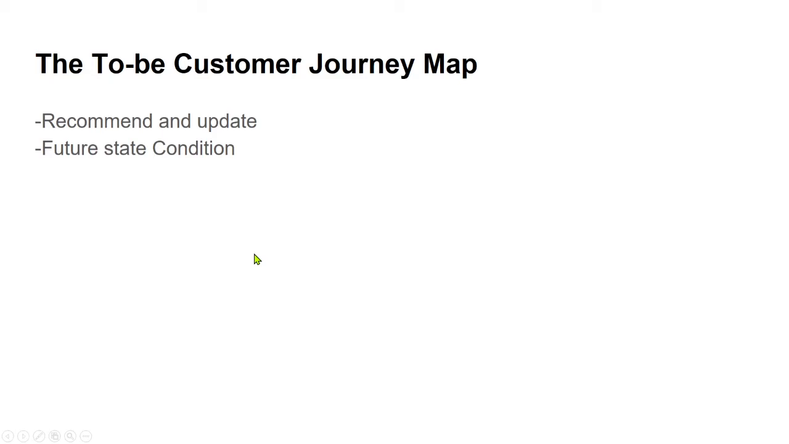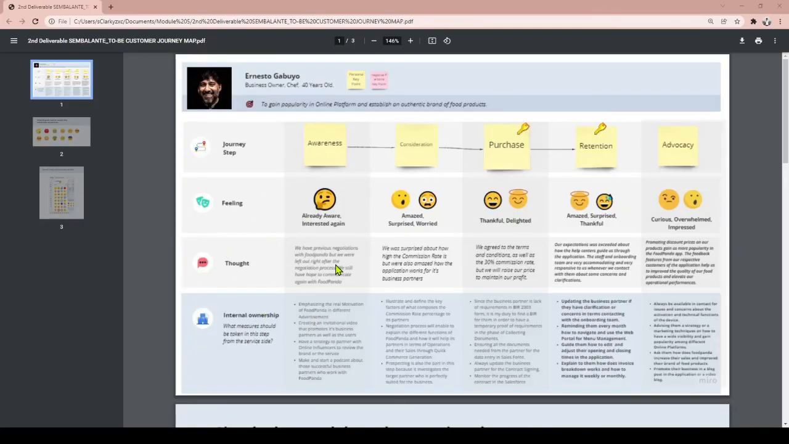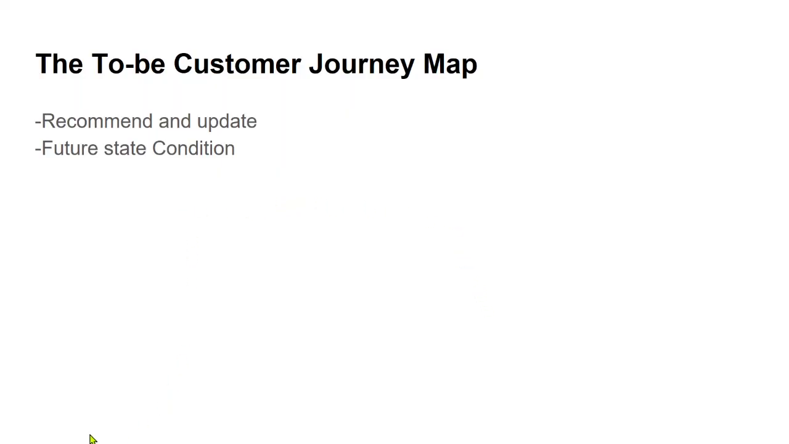Next is the to-be customer journey map. So wait, let me show you the to-be. I think it is the second. Oh yeah. You can also pause it for maybe five minutes so that you can read it, and then I will explain this after you read. Okay. Next is, okay, to-be.